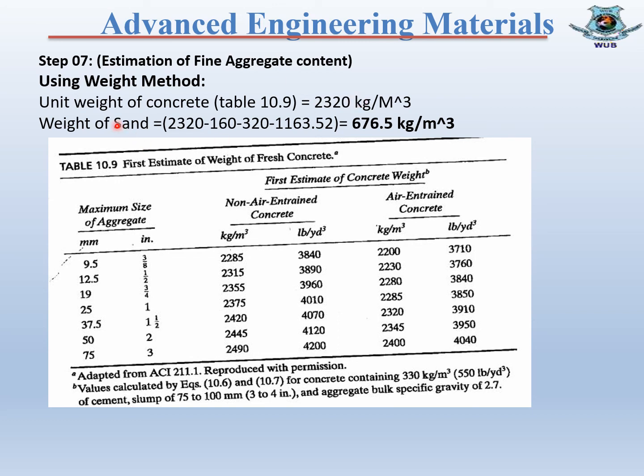And we know the concrete is the sum of cement, fine aggregate, coarse aggregate and water. And as this is the total weight, if we subtract the water content, cement content and coarse aggregate content from this total weight, we can calculate the weight of sand, which is 676.5 kg per meter cube.